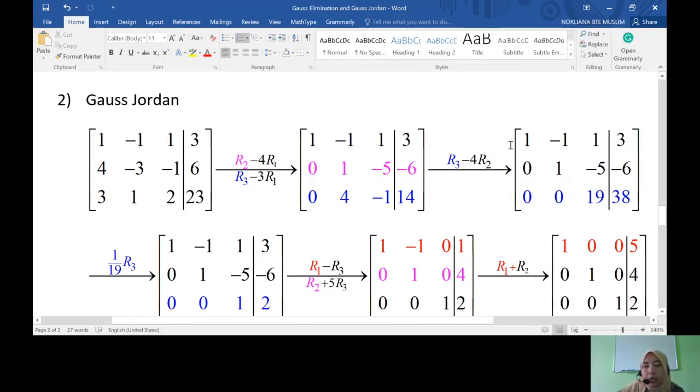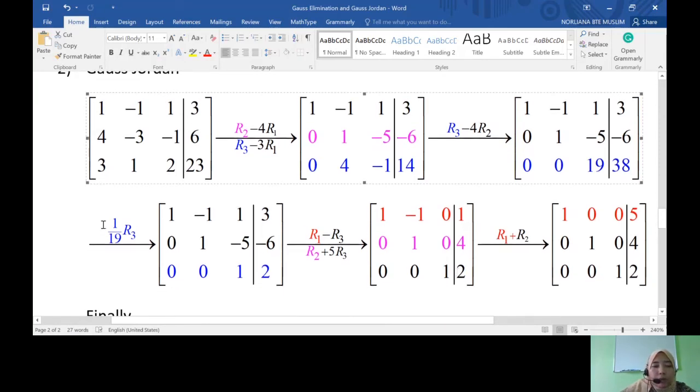So 1 is in row number 1, -5 is in row number 2. The objective is to make them 0, correct? So we choose row number 3 in the formulation. Row number 3, the number is bigger, right? 19. We can make this 19 into 1. So before we use row number 3 in the formulation, we make this 19 become 1. How to make it 1? Just divide it by 19.